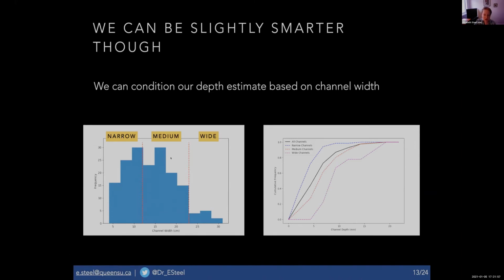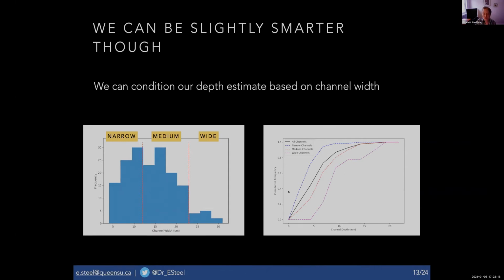These divisions were done by plotting a bunch of things to see where a natural division between the channel widths would fall. And so what I'm showing you on the right now is the black line, that cumulative distribution that you were just looking at. And then these other lines are basically the CDFs of narrow channels, medium channels, and wide channels.